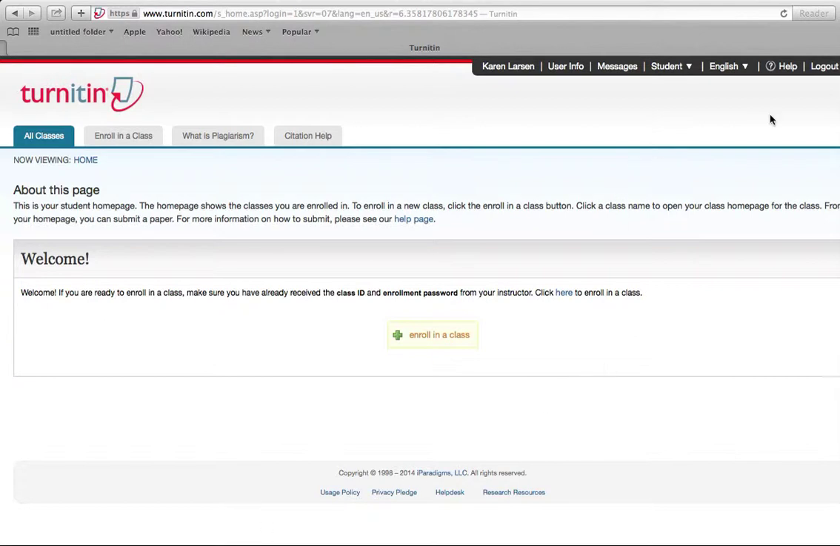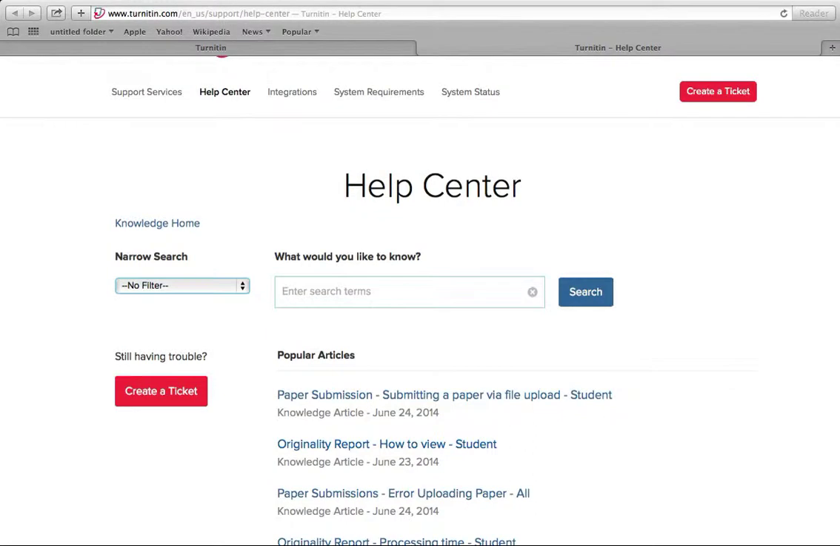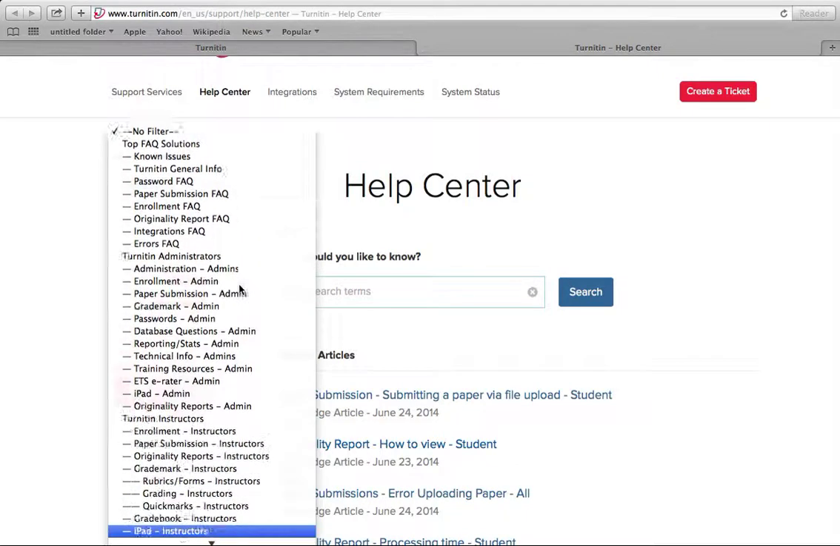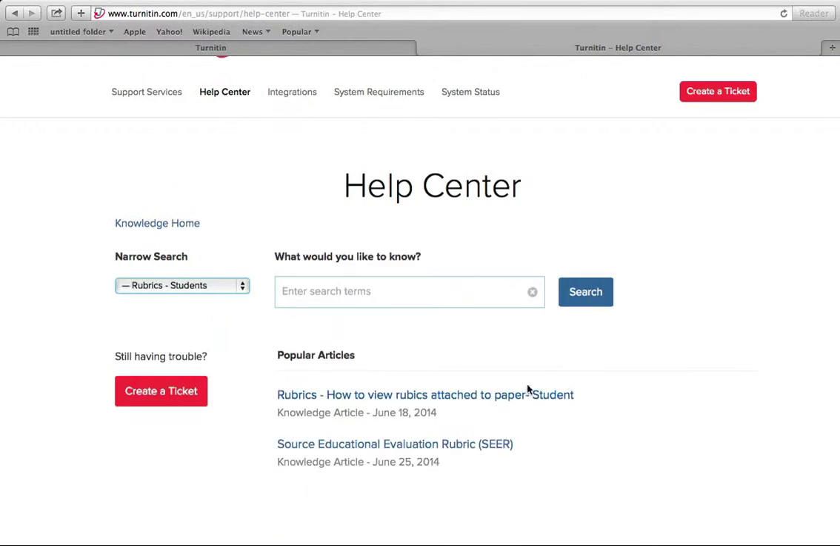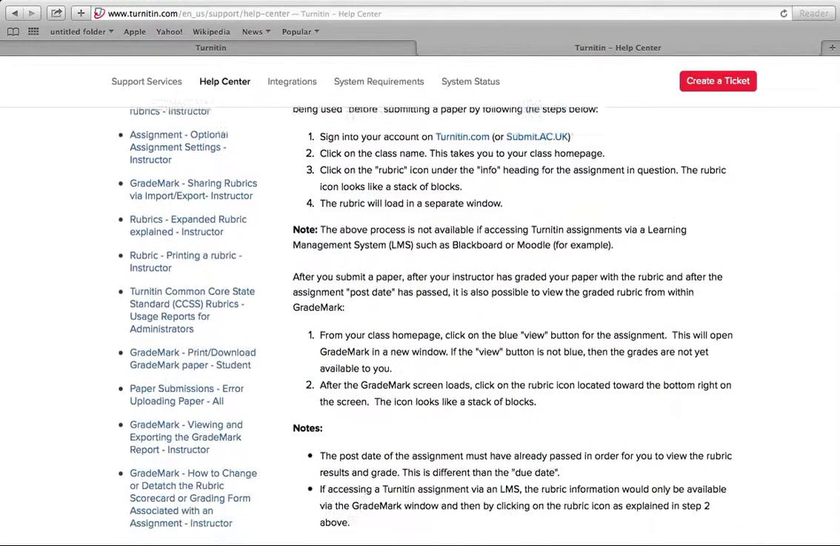First, when you're turning it in, if you have questions about how anything works, you can always go to the Help section here. You can either search for something specific, or what I did is I just looked through this menu and went down to Student Issues and Rubrics. If you open this, "How to view rubrics attached to a paper" gives you a little article explaining how to see the rubric.